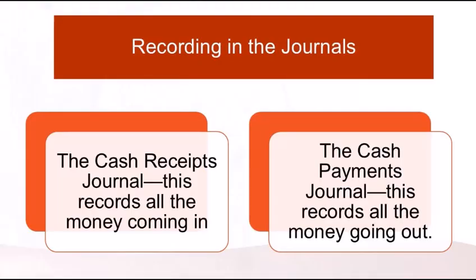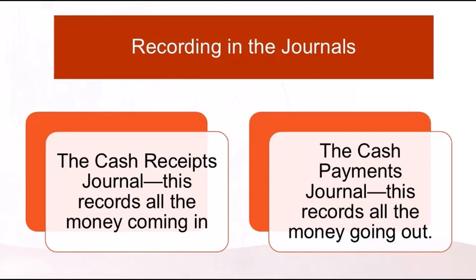After collecting source documents, the business records the information in its subsidiary journals. A journal is simply a book or an electronic record where every transaction is written down in date order. For cash transactions, we mainly use the cash receipts journal to record money coming in and the cash payments journal to record money going out.